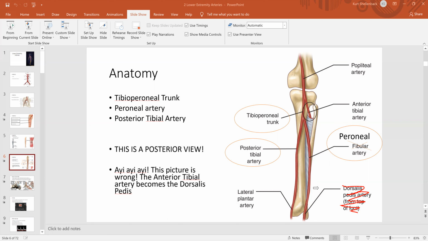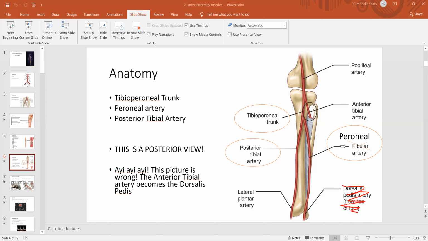And let's see, and they said the peroneal becomes... where'd you go? There you are. The peroneal becomes a dorsalis. No. The peroneal splits off and becomes so small that it's not worth us following. The posterior tibial artery is the one that becomes, the posterior tibial artery comes around the medial malleolus.